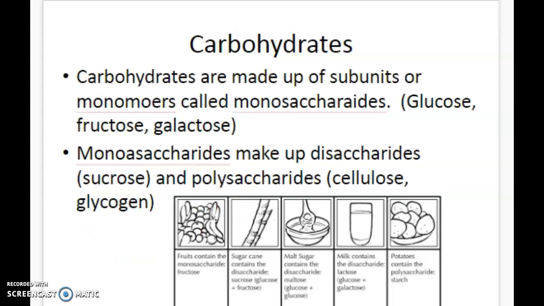We know that carbohydrates, that is a macromolecule. Carbohydrates are made up of a subunit, or the monomers, called monosaccharides. So these would be like your glucose, your fructose, and galactose. Those are your simple sugars. And you put those together and you make larger molecules, such as disaccharides that have 2 sugars, or polysaccharides that have many sugars. Polysaccharides would be more like your starches, like potatoes and things like that.